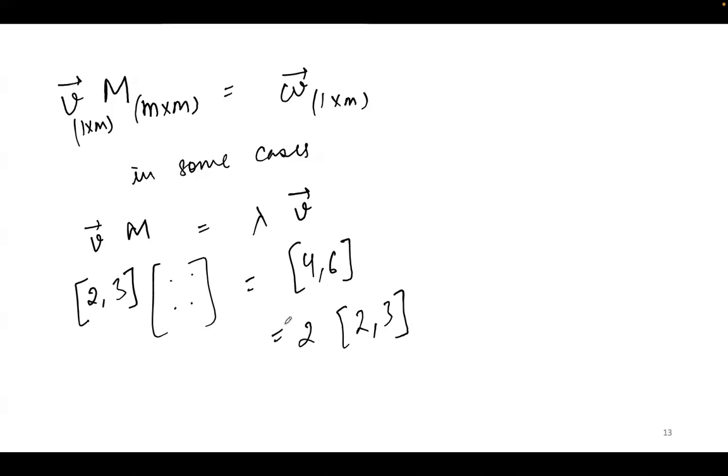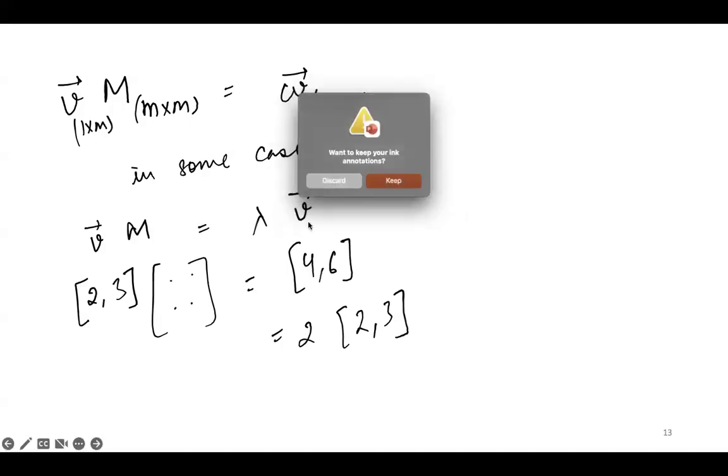But the thing is that not all matrices will have an eigenvector and eigenvalue. Only some square matrices can have that. So the first condition definitely is that it has to be a square matrix, but also not all square matrices will have that.